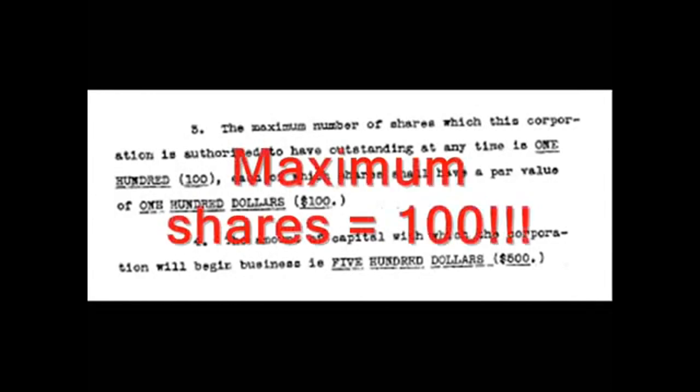is 100, each of which shares shall have a par value of $100. Number 4. The amount of capital with which the corporation will begin business is $500. Number 5. The corporation is to have perpetual existence. Number 6. The principal office of the corporation shall be located in the Centennial Building, Tallahassee, Leon County. Number 7. The number of directors shall be 3.